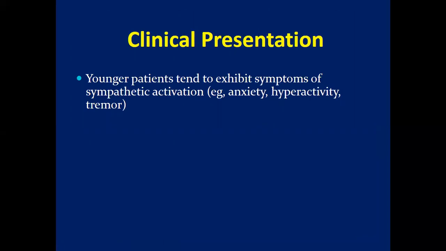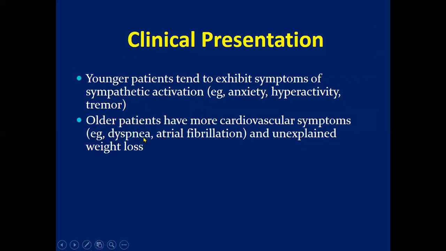Clinical presentation. Younger patients tend to exhibit symptoms of sympathetic activation like anxiety, hyperactivity, tremor. You will see patients having some tremor, and you can put a paper on the back side of the hand to assess the tremor. Patients may be hyperactive, they may be anxious. These are some signs or symptoms in younger patients. In older patients, there are more cardiovascular symptoms like dyspnea, atrial fibrillation, and unexplained weight loss. So, keeping this in mind, we have to go for the thyroid function test if the patient presents with any of these symptoms.